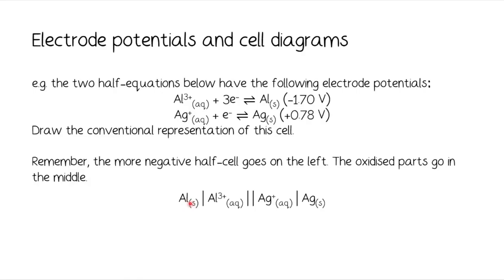So this has the electrons, and when it's oxidized, it forms Al3+. And this has the electrons. When this is oxidized, it forms Ag+. So the reduced forms are on the outer part. They're all in different phases, so we don't need to use any platinum electrodes. So we don't have ions of the same element either.